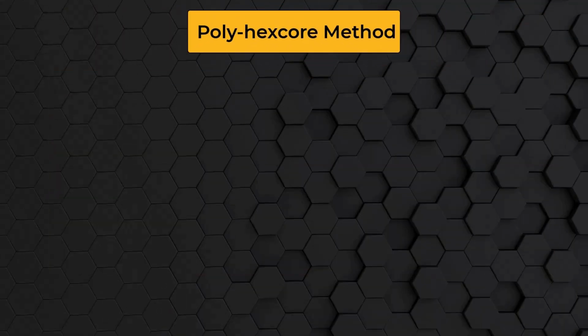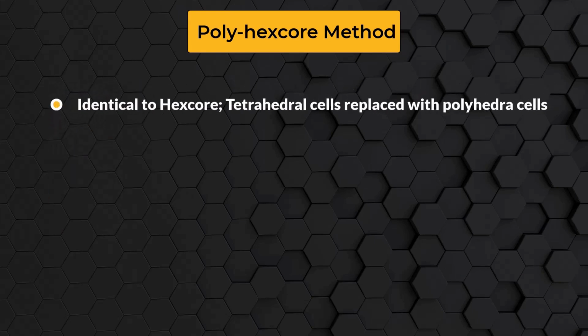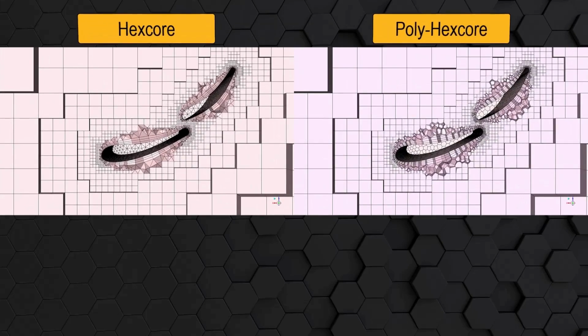In almost all aspects, the poly-hexcore fill-with method is identical to the hexcore method, except that polyhedral elements are created instead of tetrahedral elements. The primary inputs for the poly-hexcore fill method are identical to the hexcore method. Here is a side-by-side comparison of the two meshes for our demo geometry.